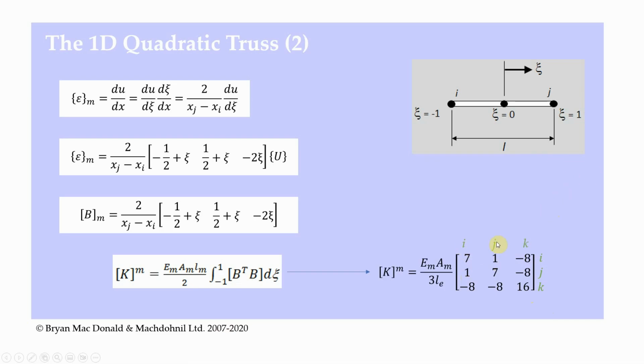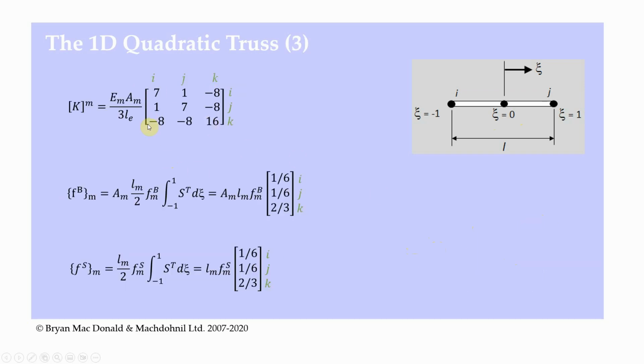And so we have I, J, K along the top and I, J, K along the bottom. And we have Young's modulus times cross-sectional area divided by 3 times the length. And again, we have this 7, 1, minus 8. So previously for the one-dimensional linear truss, we only had 1, minus 1, minus 1, and 1. In this case, because of the B transpose times B, the way these multiply out by each other and the way we have the -1 and 1, we end up with these numbers here. So these numbers are specific to this type of element. Okay, so this is the stiffness matrix for a one-dimensional quadratic truss.